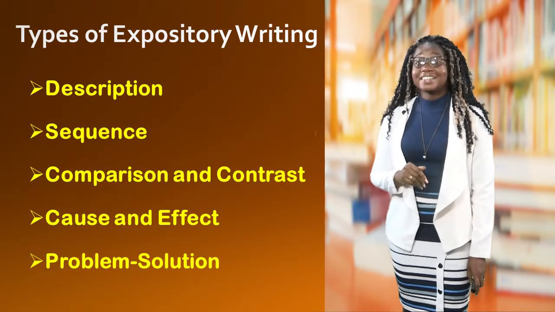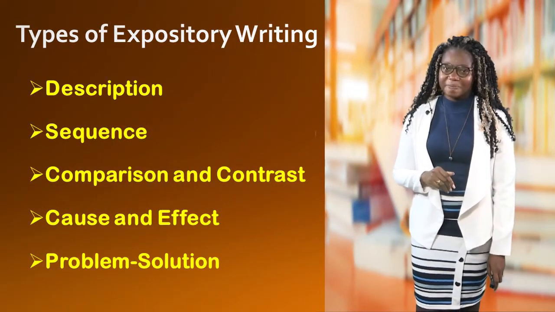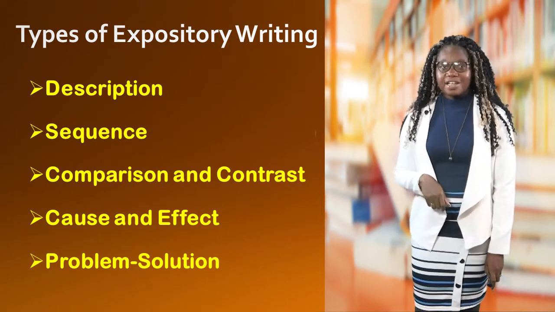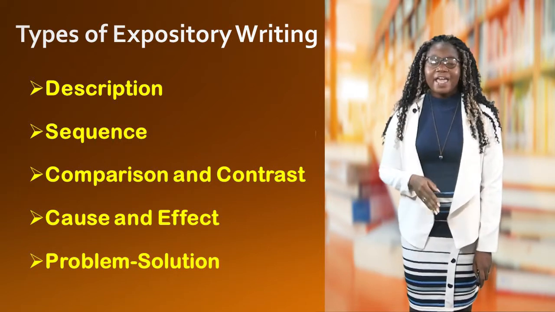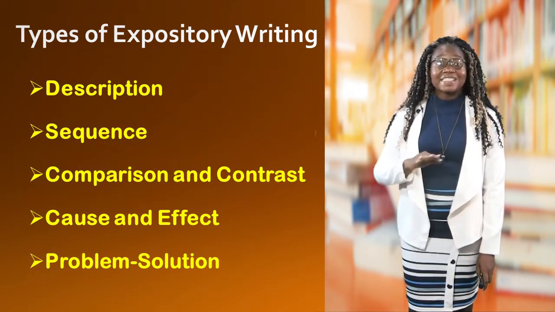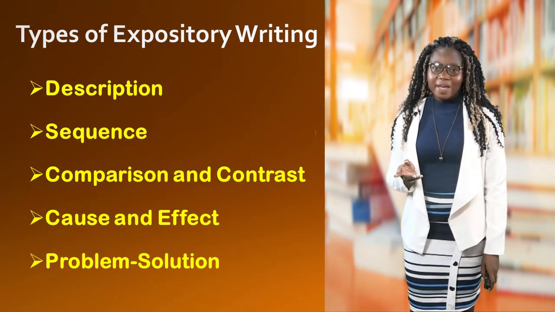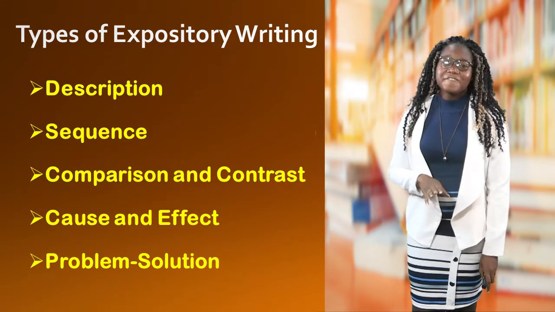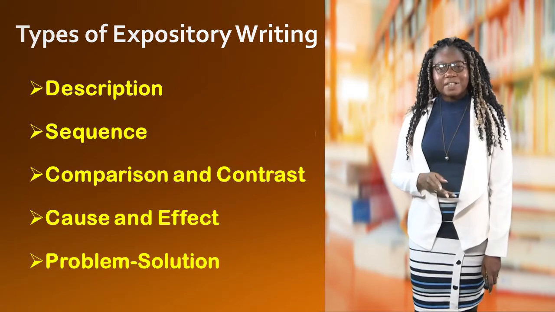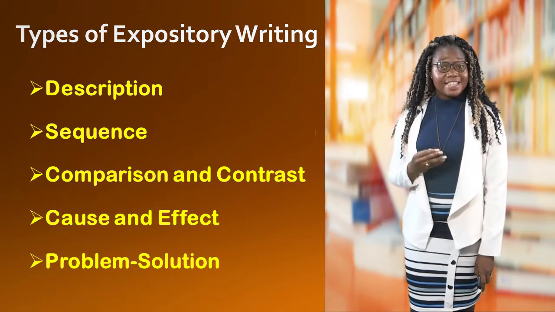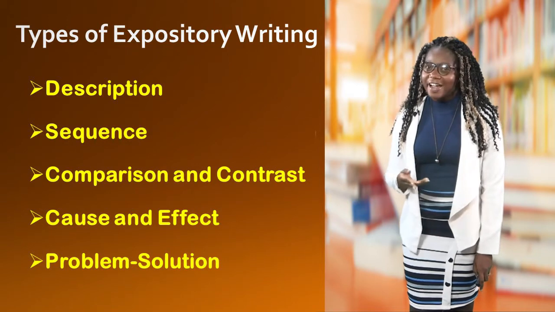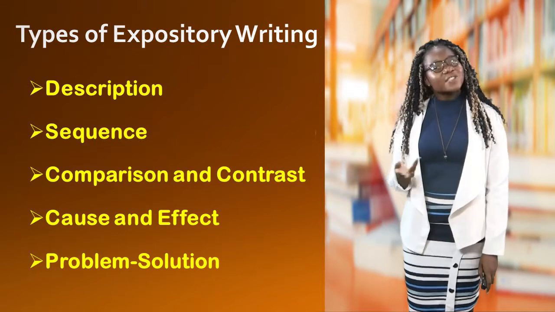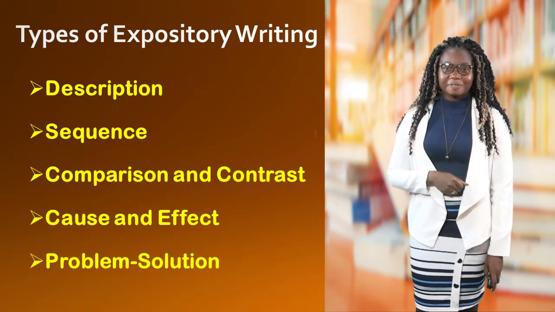Now let's go on to the types of expository writing. Based on all the things that we can write about to give information, there must be various types. Expository writing can be seen as the umbrella term by which we break down into other things. Therefore, the first kind of expository writing is going to be description. In this writing, we seek to describe. We seek to give information through defining and then talking about various characteristics.